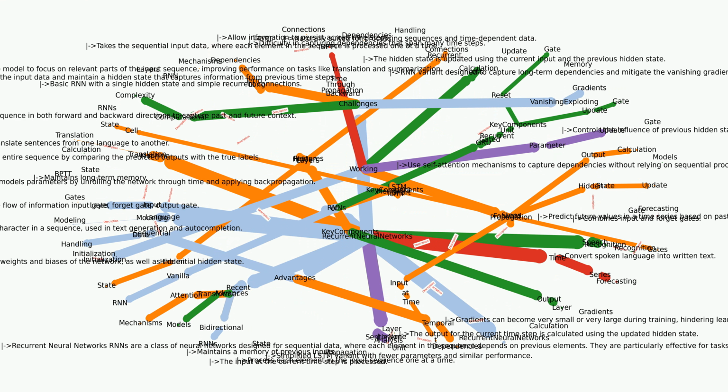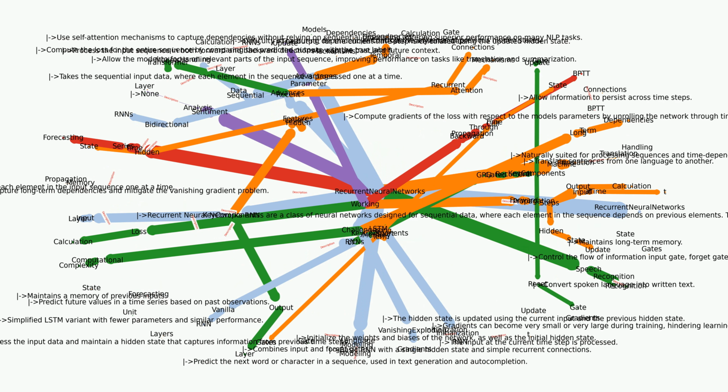Key components. Cell state. Maintains long-term memory. Gates. Control the flow of information. Input gate. Forget gate. Output gate. GRU, gated recurrent unit. Description. Simplified LSTM variant with fewer parameters and similar performance. Key components. Update gate. Combines input and forget gates. Reset gate. Controls the influence of previous hidden states.